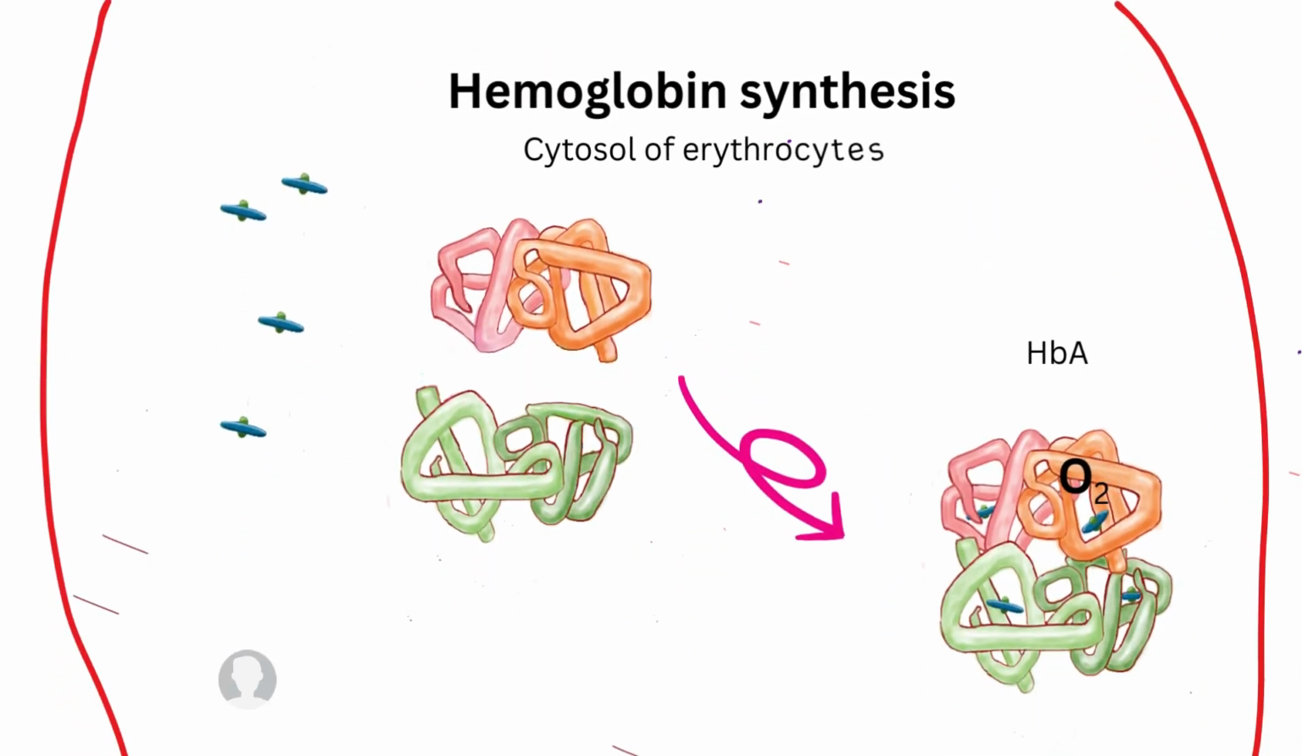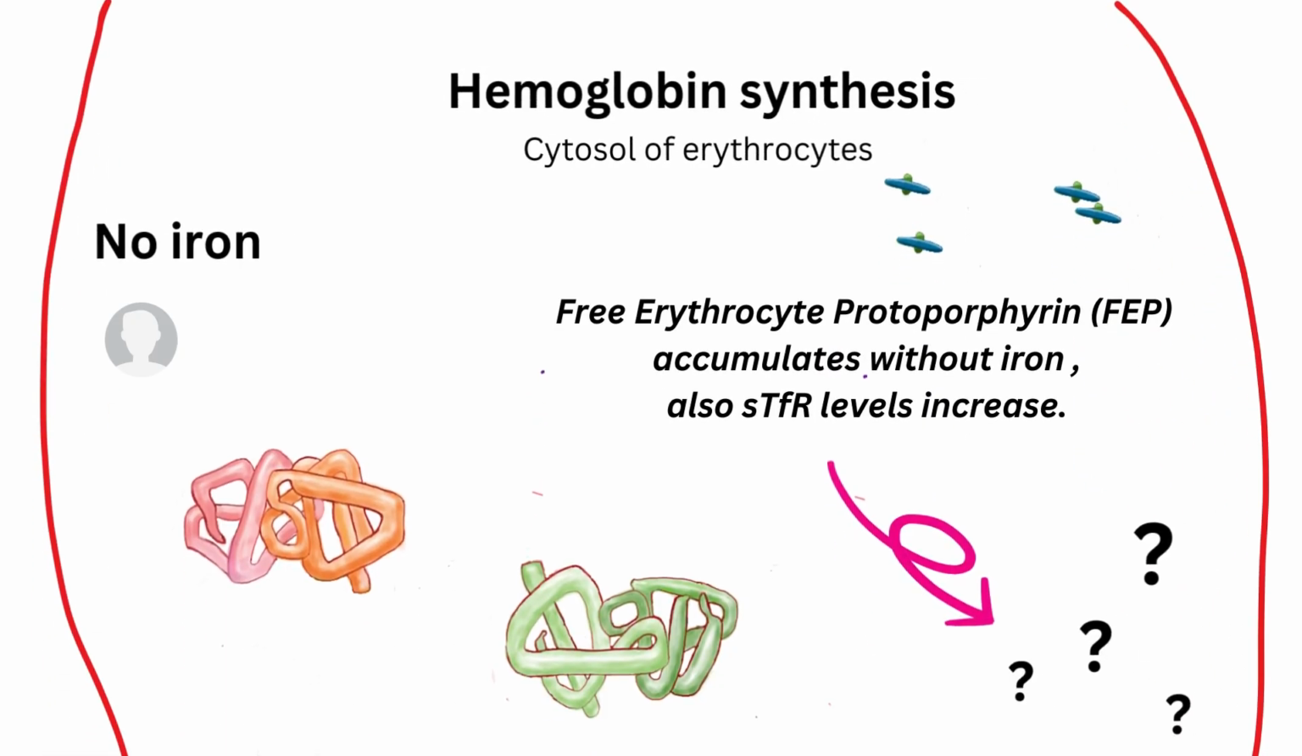Then two alpha and two beta hemoglobin chains assemble with the heme to form one hemoglobin molecule. The ferrous iron is needed to carry oxygen molecules from the alveoli of the lungs to the tissues. However, in the case of iron restriction, hemoglobin synthesis does not proceed as normal. Without iron, you have free erythrocyte protoporphyrin accumulating, and also the sTfR levels increase.